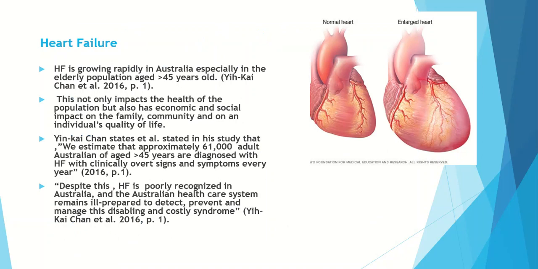The second one is heart failure. Heart failure is also growing rapidly in Australia, especially in the elderly population above 45 years old. This not only impacts the health of the population, but also has economic and social impacts on the individual themselves, the family, and the community. According to a study by Yin Kai Chin, approximately 61,000 adult Australians aged 45 and above are diagnosed with heart failure every year. However, despite this, the Australian healthcare system still remains ill prepared to detect, prevent, and manage this disabling and costly syndrome.